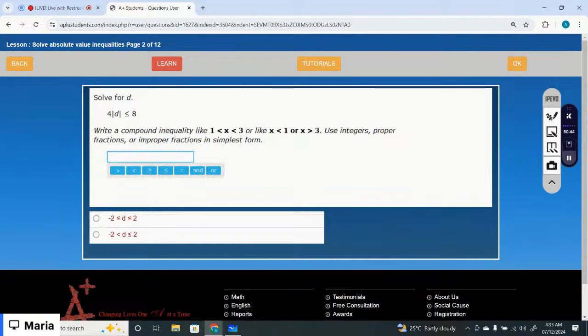Okay, solve for D. So which is the correct option? That is negative 2 and 2. Option number 1 is the correct option.